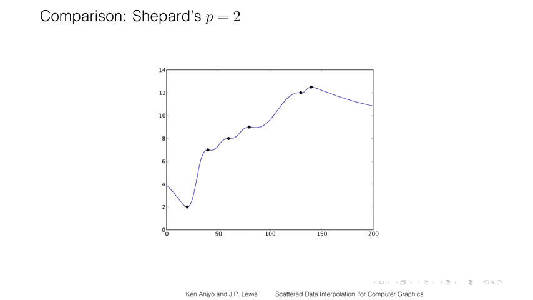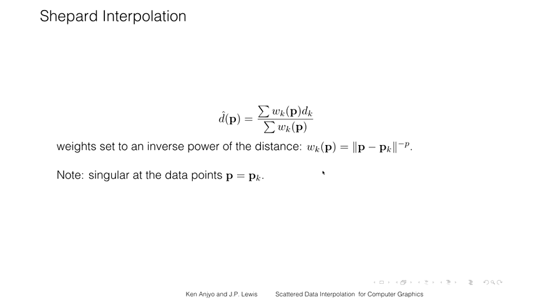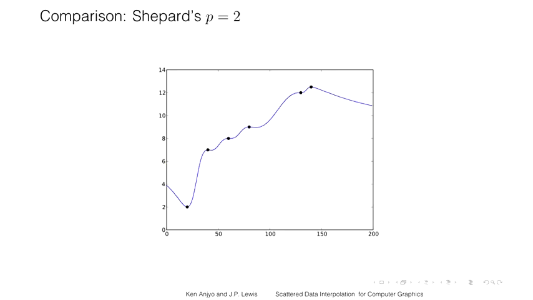Okay, so here we're going to compare what it looks like with differing values of this parameter P here. So here's P equals 1. That's not very good. P equals 2 is reasonable for some purposes. It has this characteristic that it's actually derivative 0 at the data points. So you get these kind of flat spots. But on the other hand, it does not overshoot.